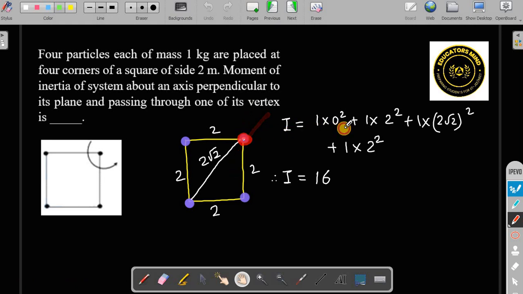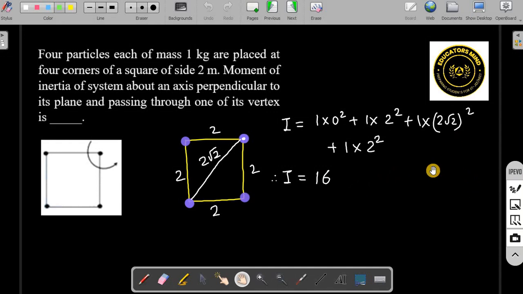About this axis you calculate, each is like a point mass, so mr square for each. The first particle is at the axis, so distance r is 0. The second particle is at a distance of the side, which is 2 meter, so 2 square. The next one is at a distance of the diagonal, 2 root 2 whole square. The third one is again at distance 2 square. So calculate the total moment of inertia of the system. The answer is 16, of course in SI unit, right?